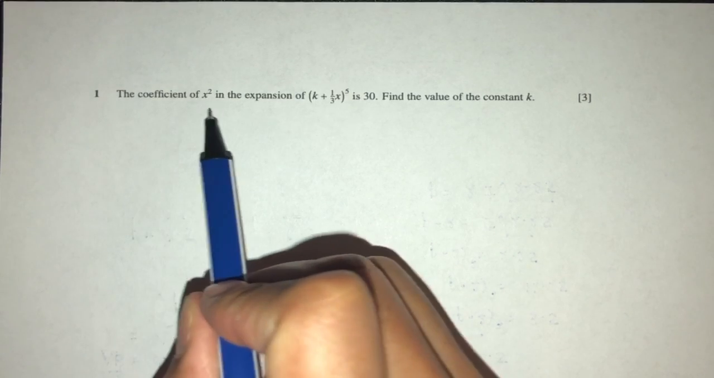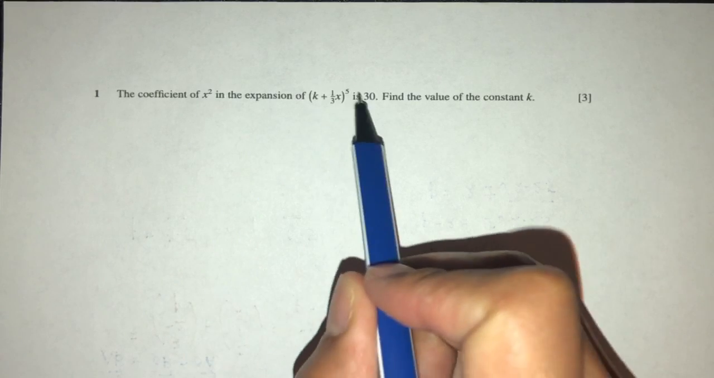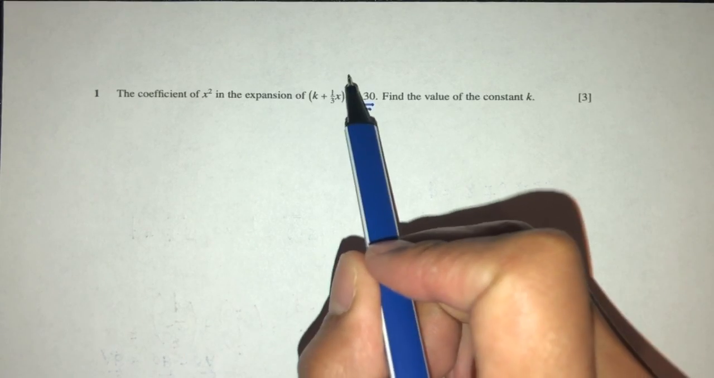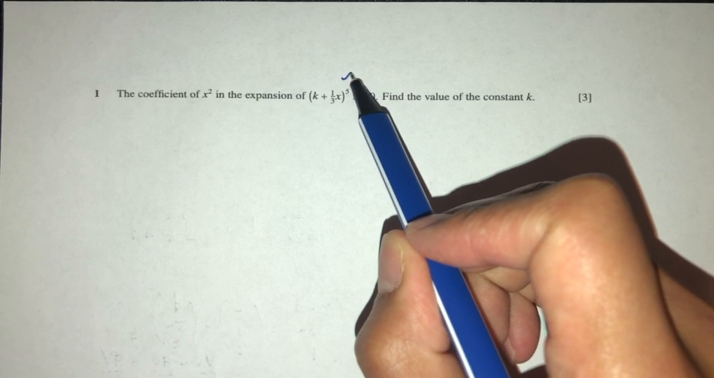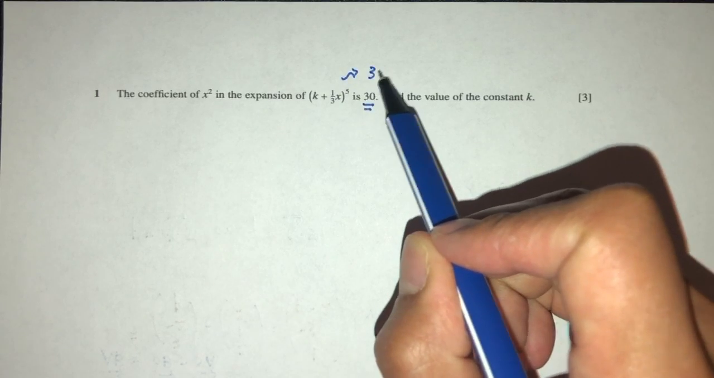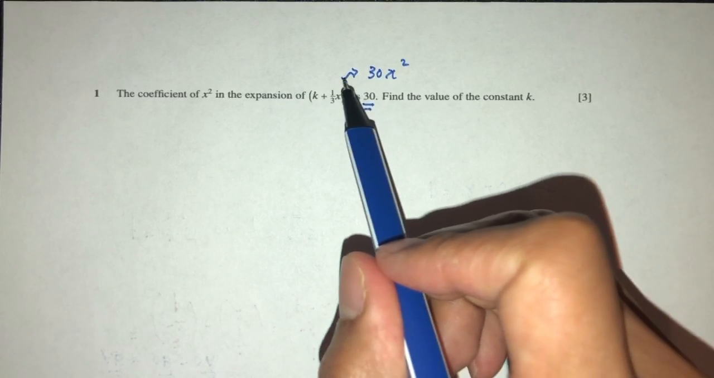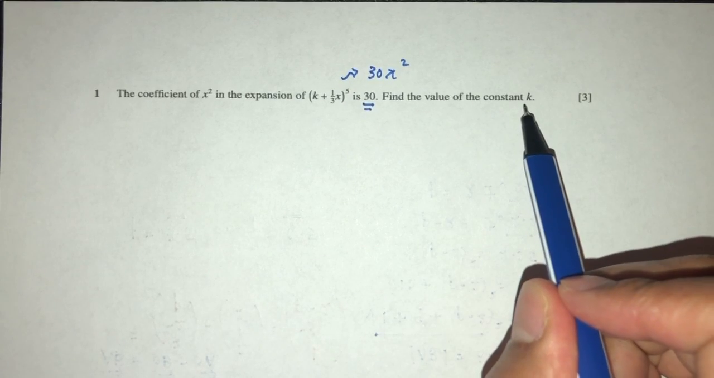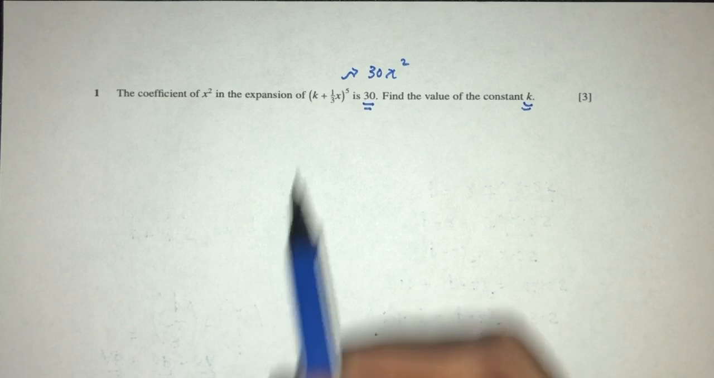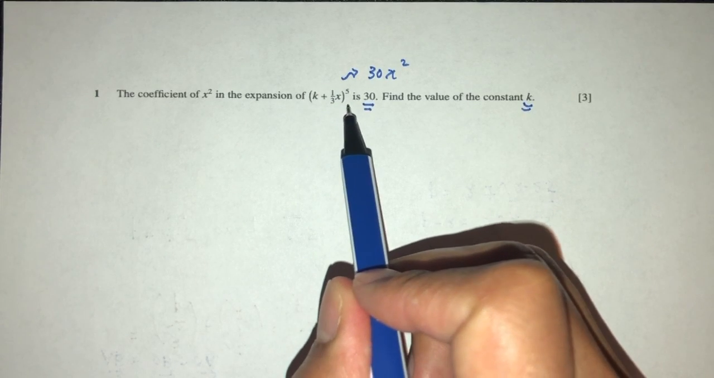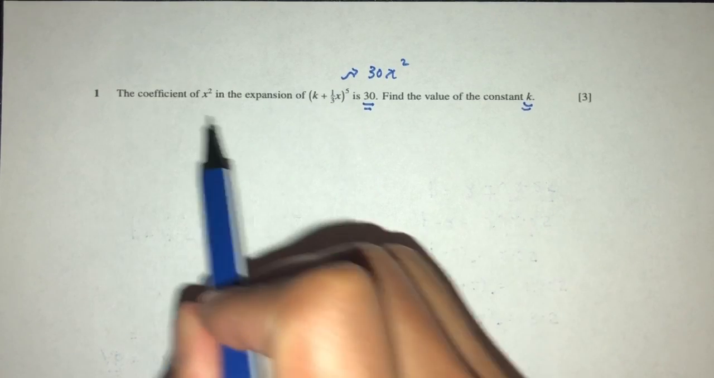The coefficient of x squared in this expansion is 30, which means if you were to expand everything, your term in x squared will be 30x squared. That's what it means. Now, we have to use that information to find the value of k. So pretty easy. Suppose you were to expand this, but here we only care about the term in x squared.